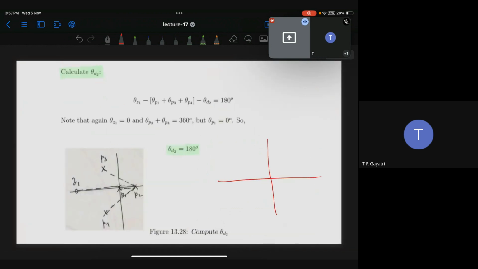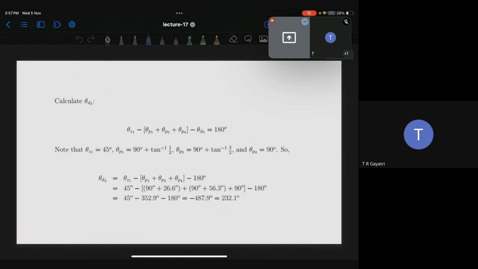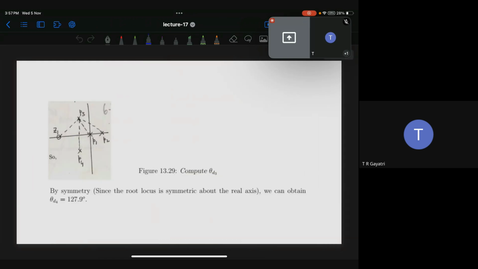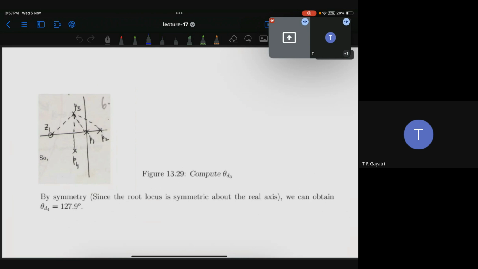Theta d2 is nothing but this angle. 180 is this one. Correct? So that is theta d2. Next, theta d3, that is 232.1. So that means 232 in which direction? This is horizontal, so if you start like this, 180, correct? So somewhere here in this direction it will start. Is that clear?